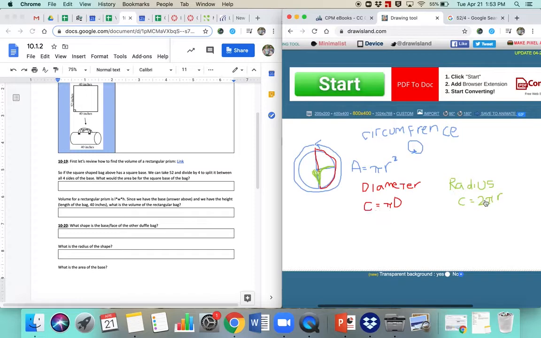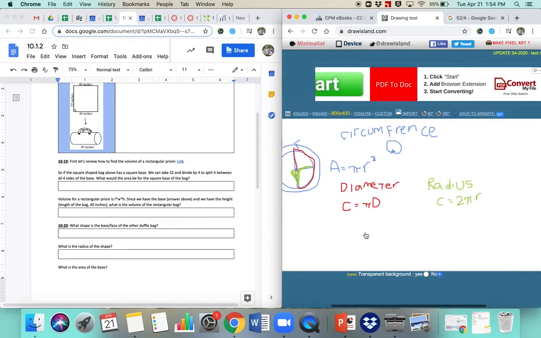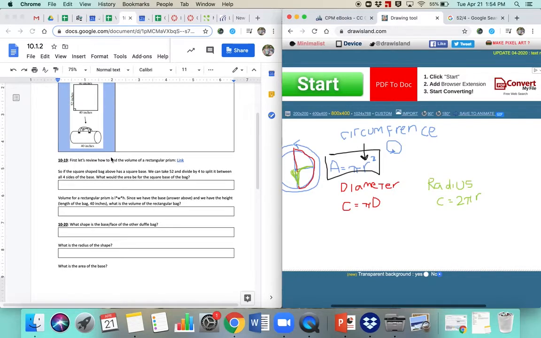So if we're given the circumference, we can find either the diameter or the radius. I would do radius because radius gives us my area. So this is the equation that you need, and in this equation you need the r. So given the circumference of 52, I have 52 equals 2 pi r. And since you need r, basically you're going to be solving for r.